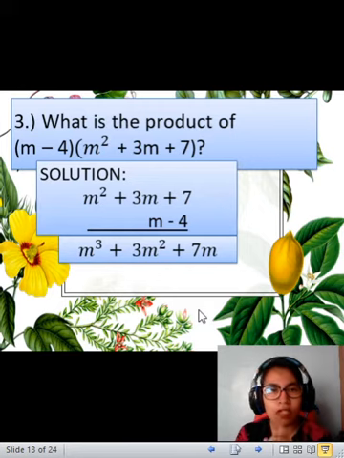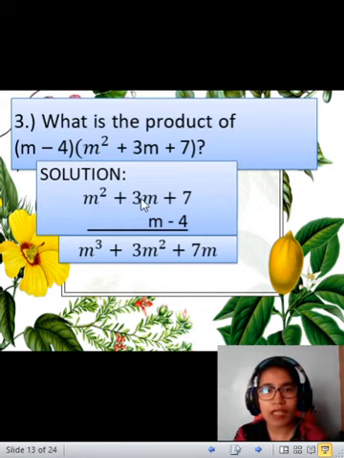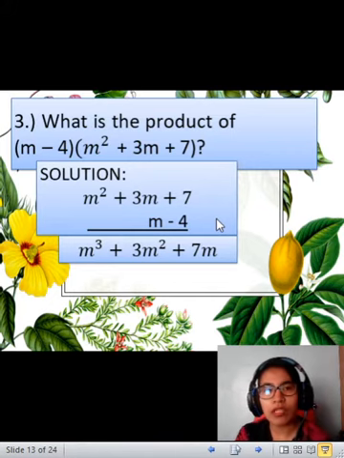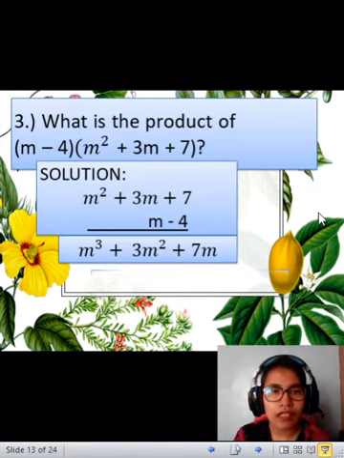Next step is to distribute our negative 4 to m squared plus 3m plus 7, the same as we do with the m. So negative 4 times m squared will give me negative 4m squared. Then negative 4 times 3m will give me negative 12m. Then the last one, negative 4 times 7 will give me negative 28. And I will write it again.